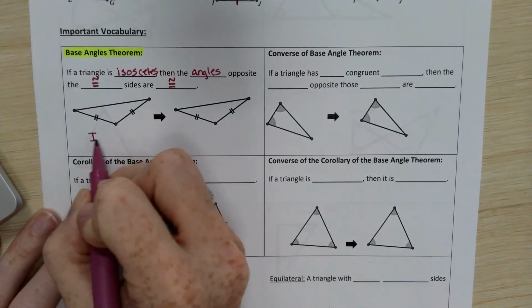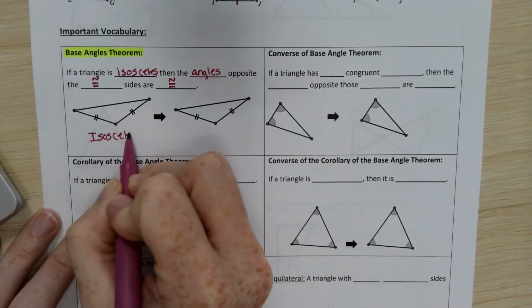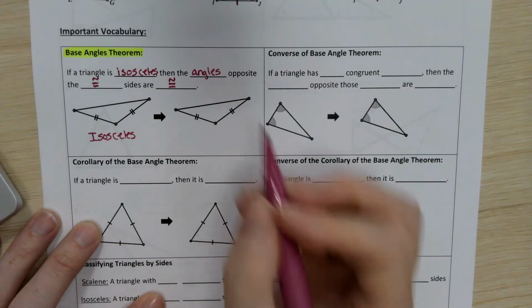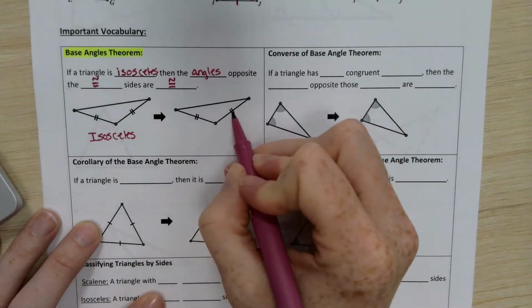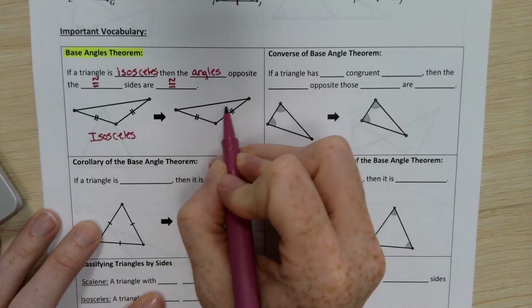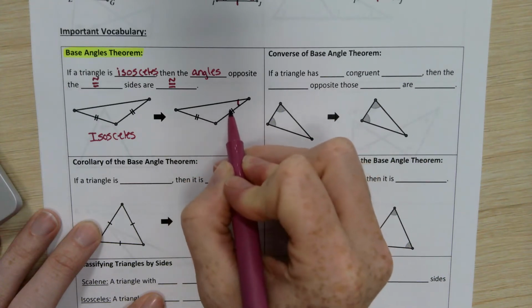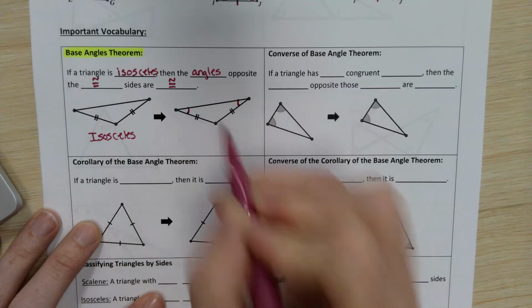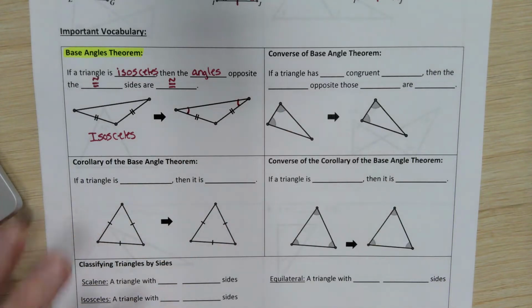So this is the isosceles fact that we start with. And then what we end up with is not only the isosceles fact marked, the two congruent sides, but also if we travel across, we're going to get to two angles that have matching measurements as well.